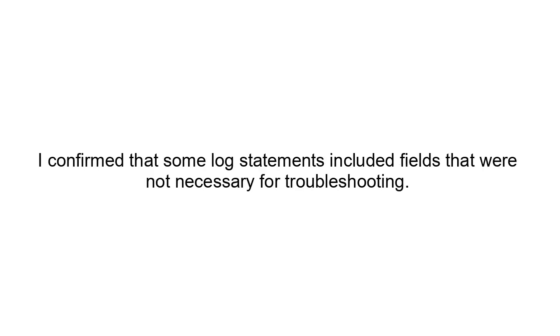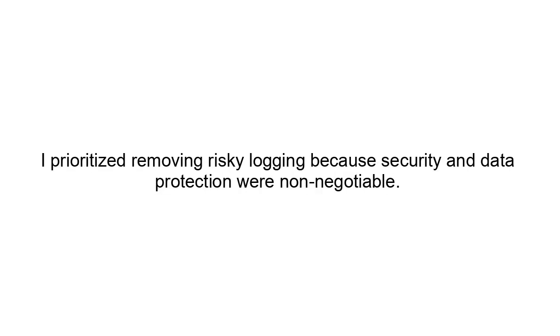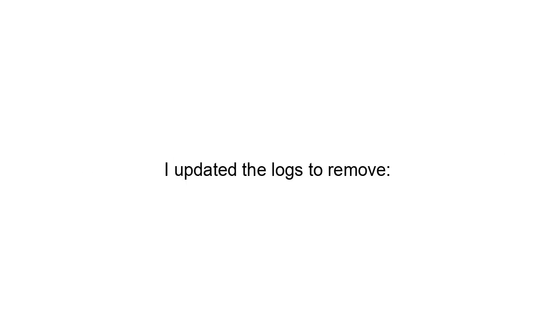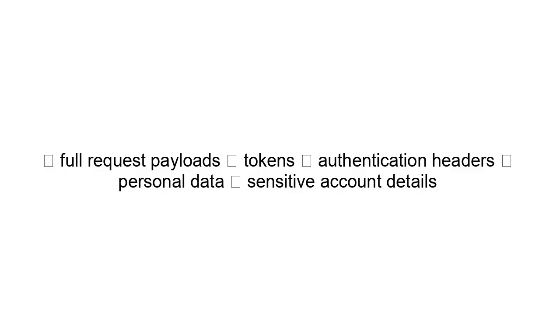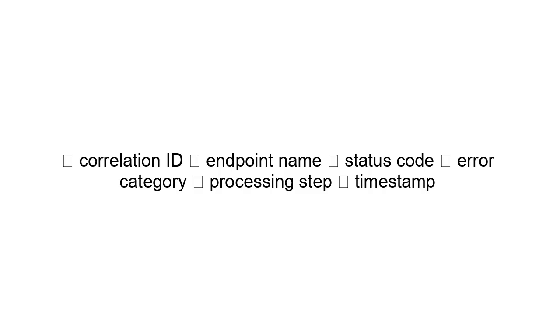Action. I first reviewed the security concern. I confirmed that some log statements included fields that were not necessary for troubleshooting. I prioritized removing risky logging because security and data protection were non-negotiable. I updated the logs to remove full request payloads, tokens, authentication headers, personal data, sensitive account details. Then I kept safe troubleshooting information: correlation ID, endpoint name, status code, error category, step, timestamp.